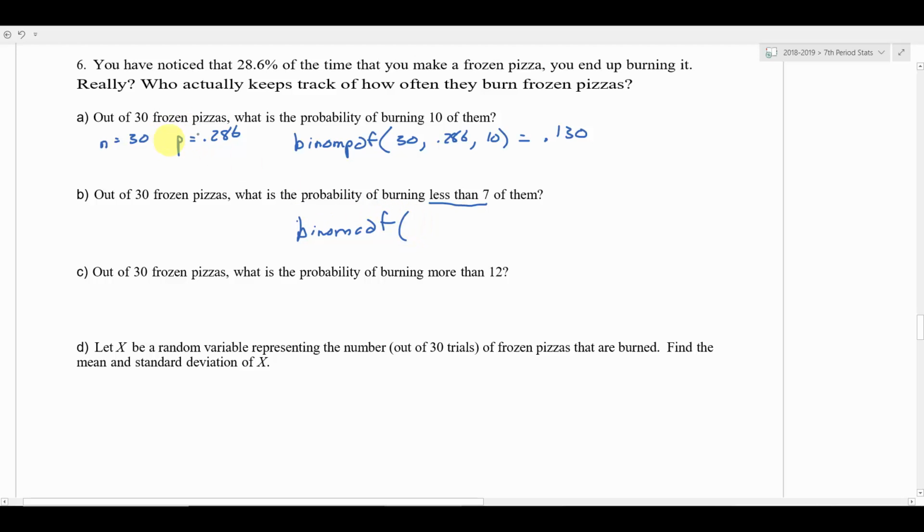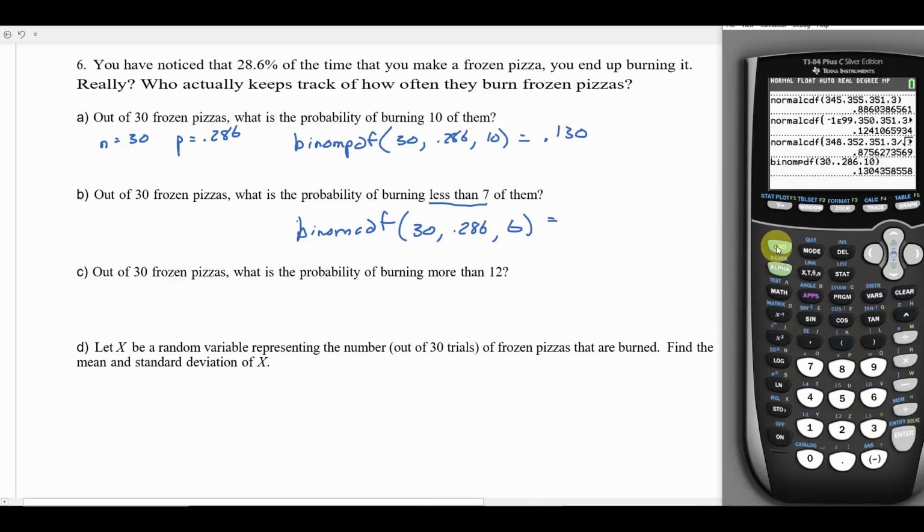All the parameters are still the same, so we're still going to do 30, 0.286. But what the CDF does is it starts at 0 and it's going to add all of the probabilities up to the number that you specify. So since we want less than 7, we want to add up all the probabilities from 0 to 7. So CDF adds those up for us. So we want to make sure that we say, hey, go ahead and go up to 6 because it says less than 7 but not equal to. Okay, so we're going to add up everything from 0 to 6, and that'll be everything that is less than 7. Okay. Go down.